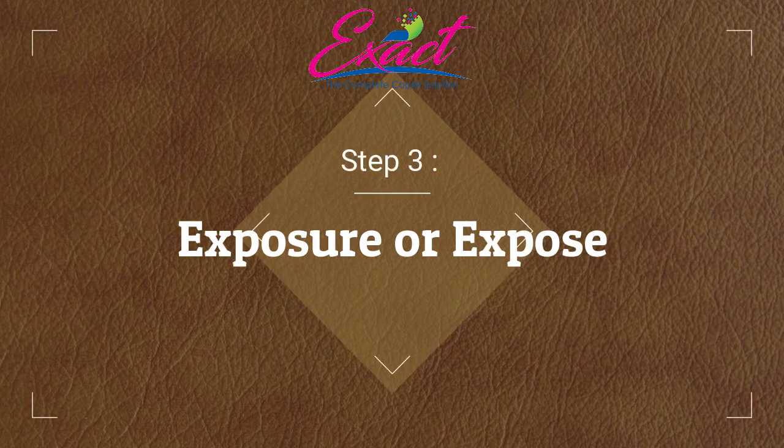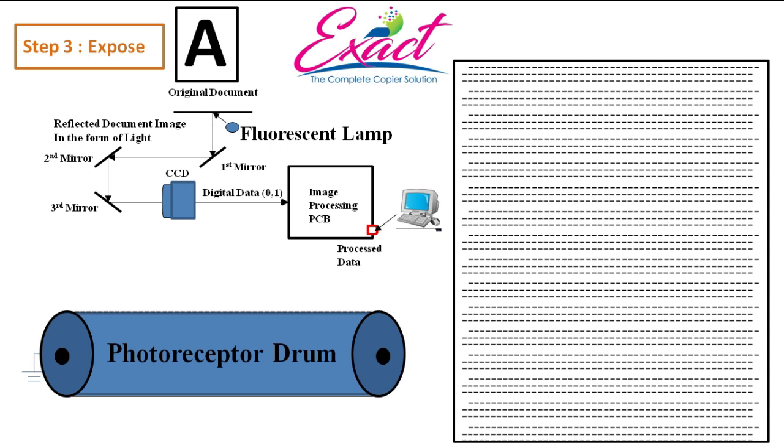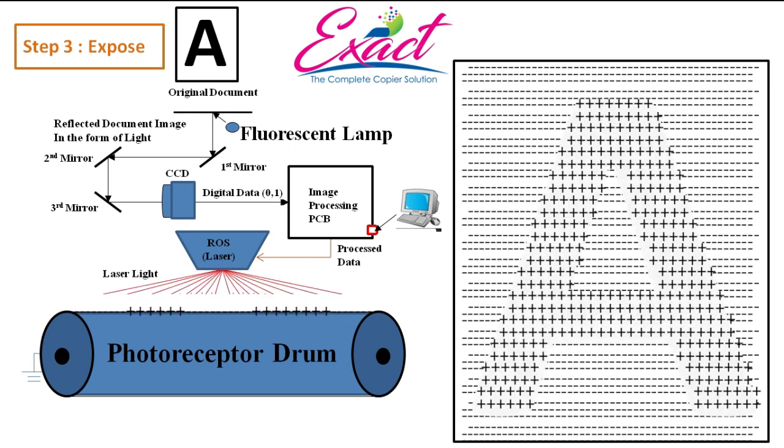Step 3. Exposure. In this step, the image processing PCB sends the digital signal to the ROS. This ROS converts the digital signal to laser. In a digital copier, the image is exposed on the photoreceptor with a scanning modulated laser or a light emitting diode image bar. In older analog copiers, reflected light from an illuminated image is projected onto the photoreceptor.